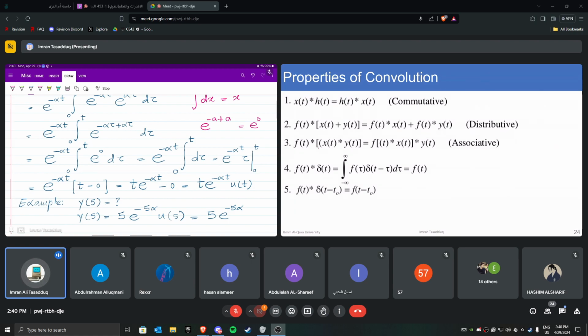All right, now some properties of convolution. Just like we had these type of properties for the discrete time system, we have similar properties for the continuous time system. So the first three properties are exactly the same as you saw in the discrete time system. Four and five are a little different. Look at number 4.